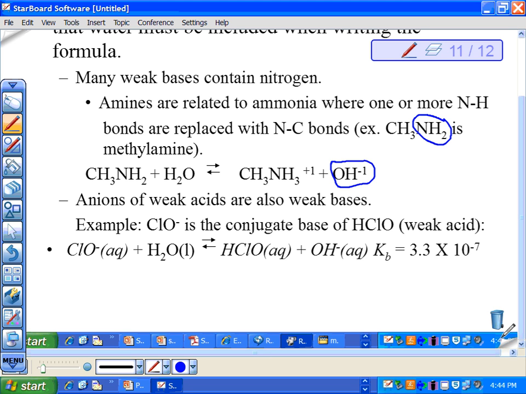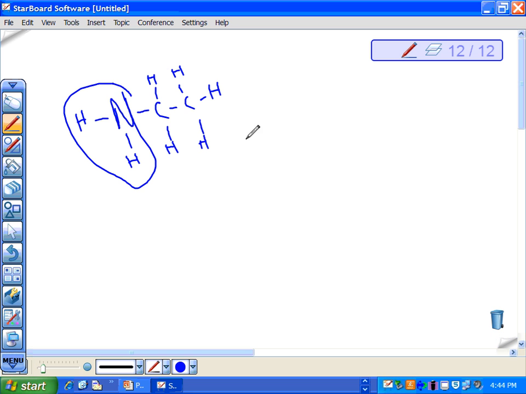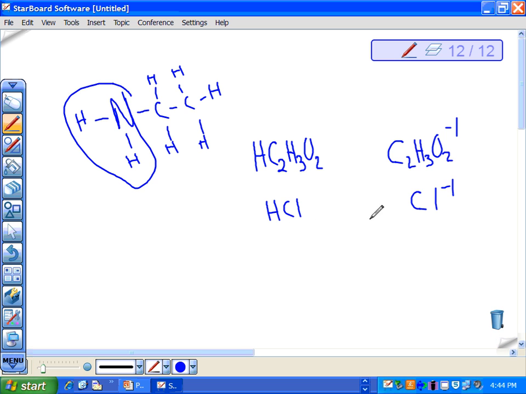So let me give you some examples. Well, that's our amine group. But if we had, let's just do acetate here. Acetic acid. That's the acid part. This would be its conjugate base part. So there's the acid, there's the conjugate base. If you have HCl, that's the acid. That's the conjugate base. Do you notice what I'm doing? This is the acid, this is the conjugate base.